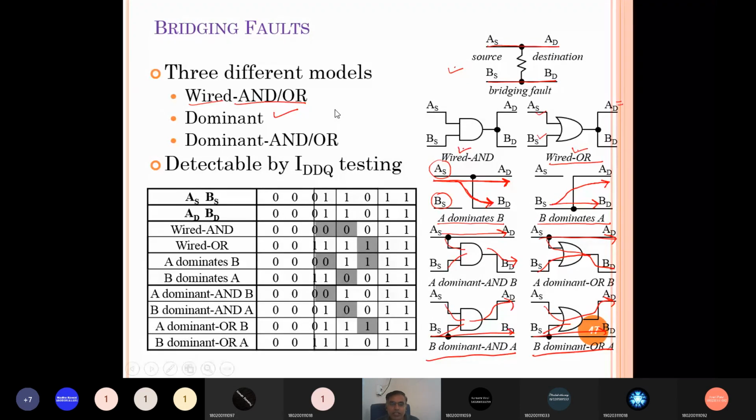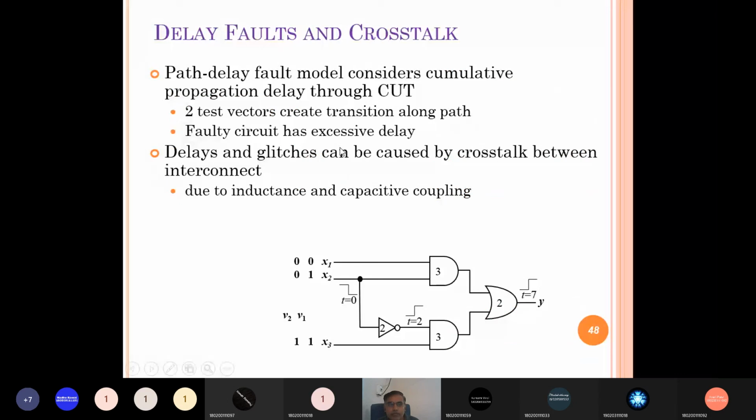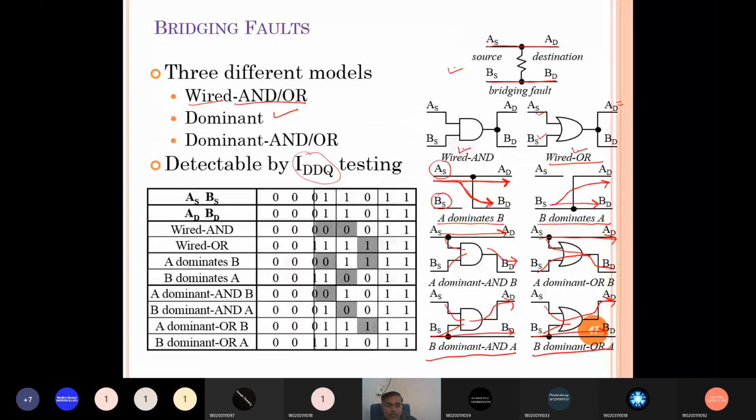And that can be detectable by IDDQ testing. So different bridging faults can be detected through the IDDQ test. Okay, so let me stop here in this lecture. If you have any doubt, you can ask.